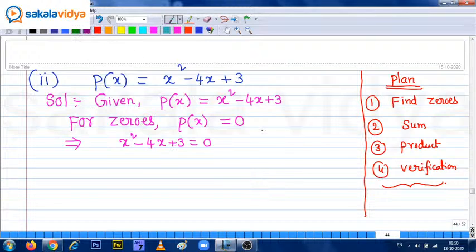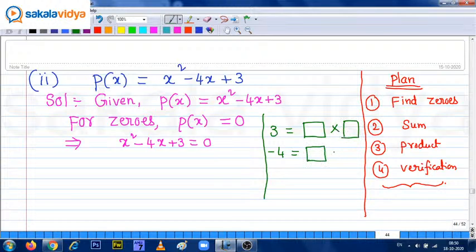How to solve? See, the x square coefficient is 1, the constant is 3, and the x coefficient is minus 4. So we need to search for 2 numbers whose product is 3 and whose sum is minus 4. We can write 3 times 1, but we need negative 4, so write minus 3 and minus 1. Check it: minus into minus is plus. That's why the middle term minus 4x can be written as minus 3x and minus x.